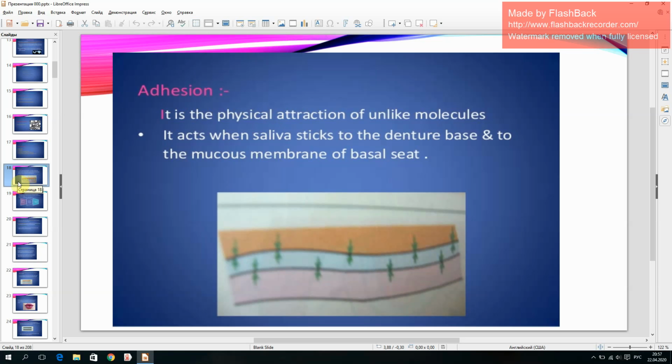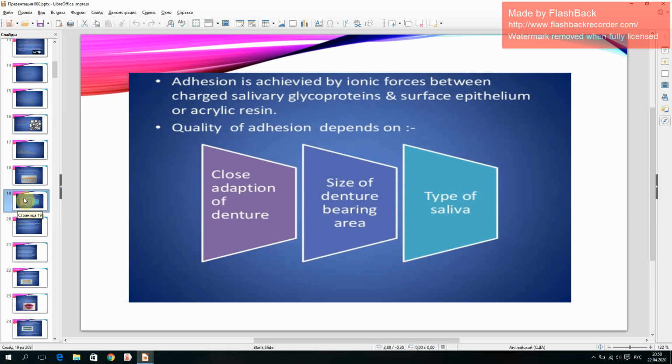Adhesion: the physical attraction of unlike molecules. It acts when saliva sticks to the denture base and to the mucous membrane of the basal seat. Adhesion is achieved by ionic forces between charged salivary glycoproteins and the surface epithelium or acrylic resin. Quality of adhesion depends on close adaptation of the denture, size of the denture bearing area, and type of saliva.